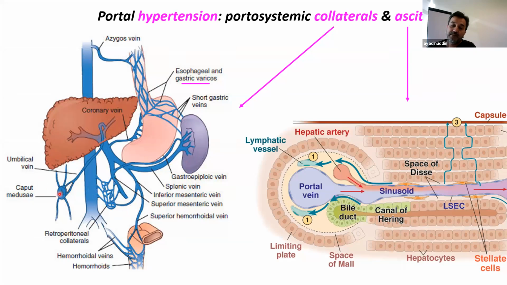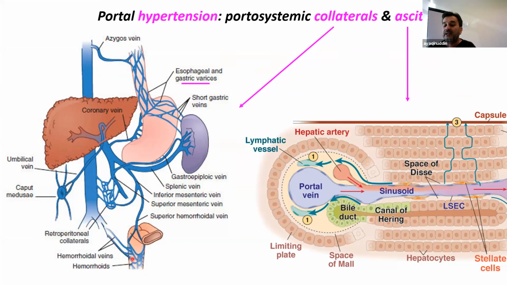Third site is around the umbilicus, and the fourth site is at the junction of the rectum with the anus. So at these sites where the portal circulation is joining with the systemic circulation, there would be enlargement of the veins. So you would have esophageal varices at the gastroesophageal junction. You may have dilatation of veins in the retroperitoneal collaterals. You would have dilatation of veins around the umbilicus, which will show like they are coming out from the umbilicus like a crown. So this is called caput medusae.